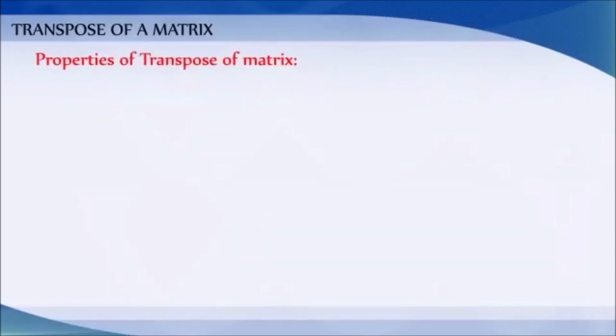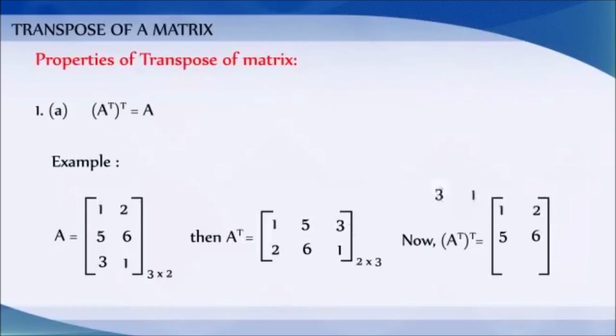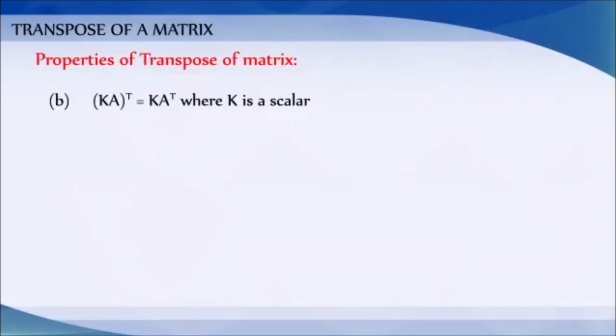Properties of transpose of a matrix. Property 1. For the given matrix A, (A transpose) transpose is equal to A. And (kA) transpose is equal to k times A transpose, where k is a scalar.